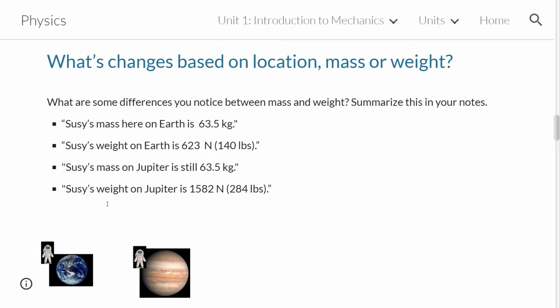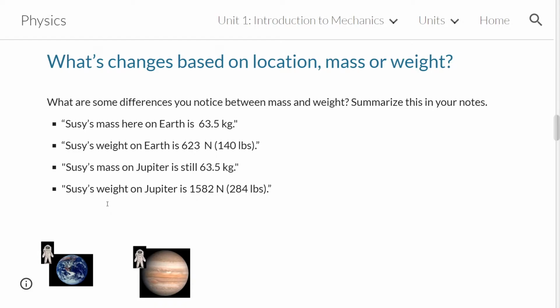Susie's mass here on Earth is 63.5 kilograms. Susie's weight on Earth is 623 newtons, 140 pounds.